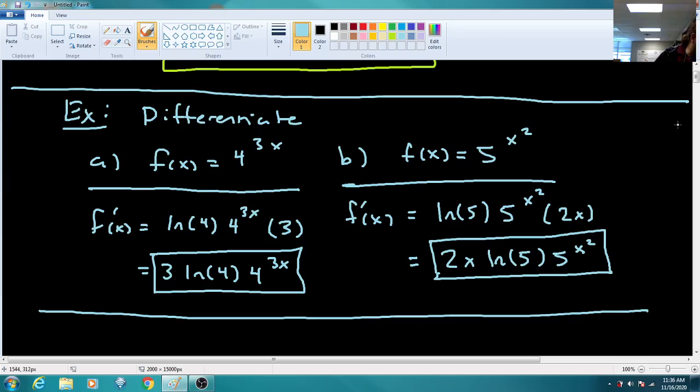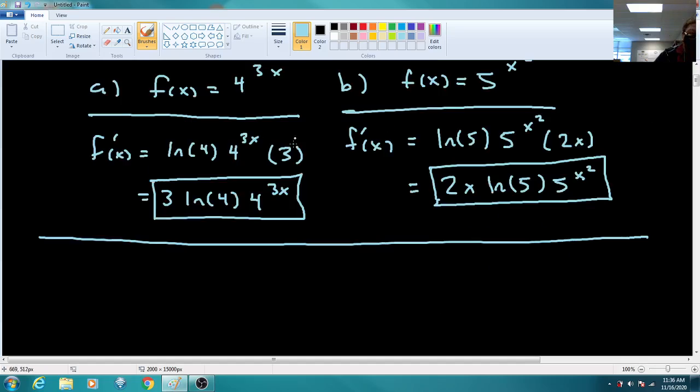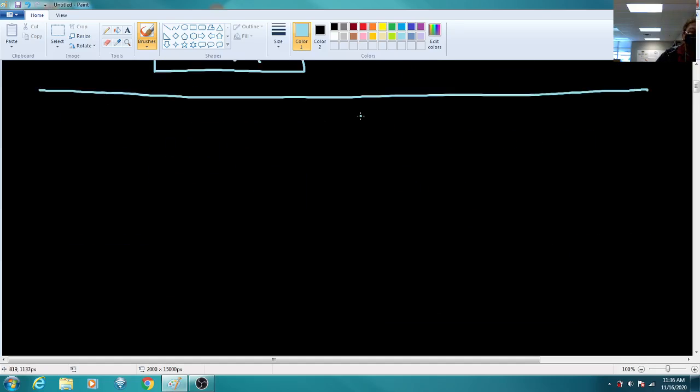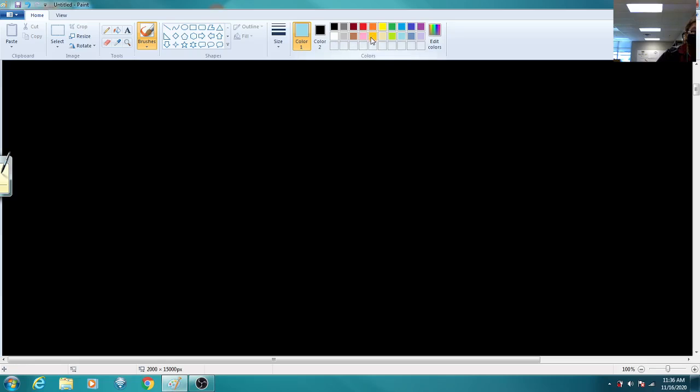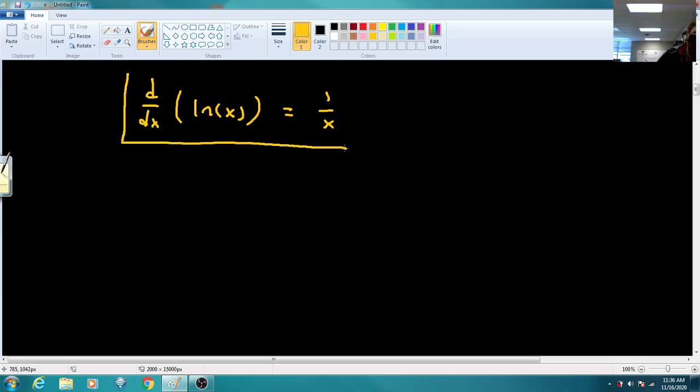Next, we got a couple other derivatives. So we got d dx of natural log of x is 1 over x. And again, this is for x positive. You can't take natural log of an x that's 0 or negative.